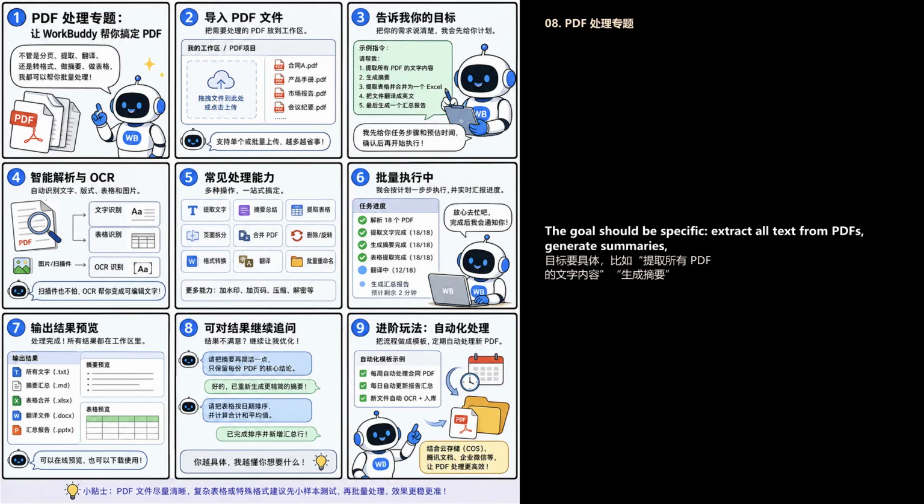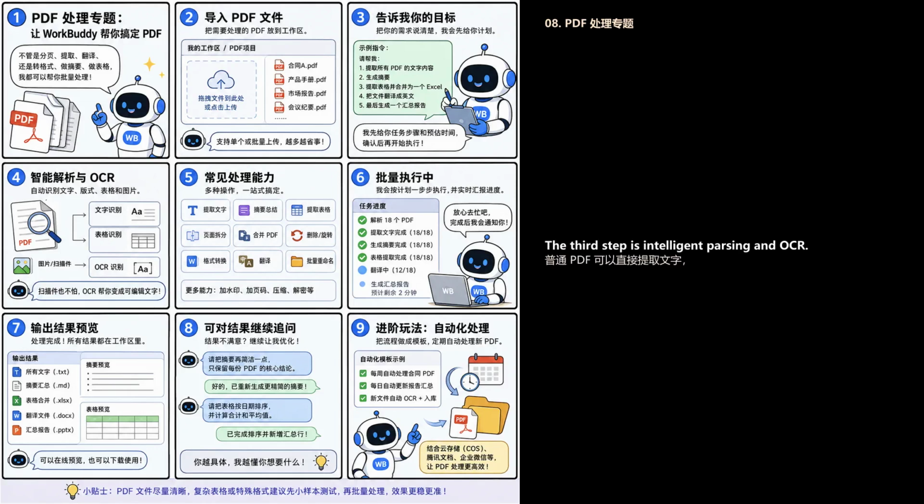Extract all text from PDFs, generate summaries, extract tables, and merge them into Excel, translate files into English, or generate a final summary report. For complex tasks, ask WorkBuddy to provide task steps and estimated risks first, then execute after confirmation. The third step is intelligent parsing and OCR.